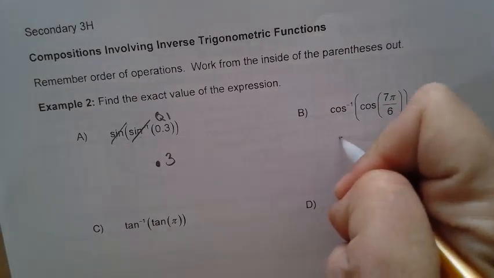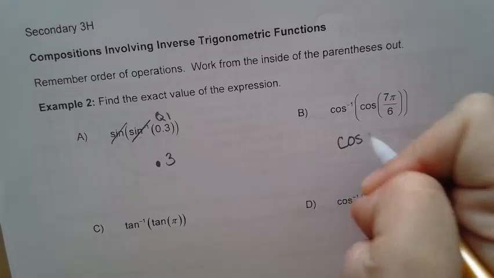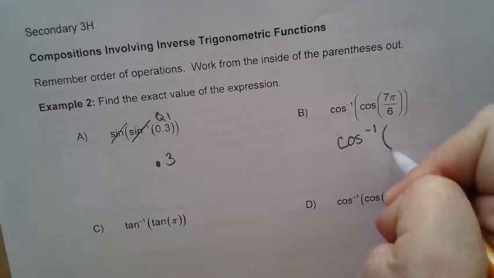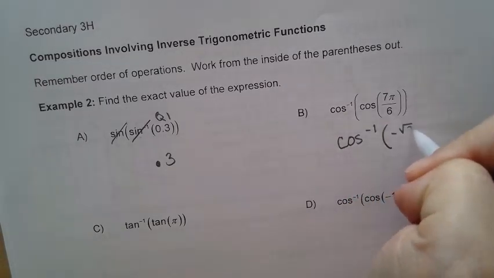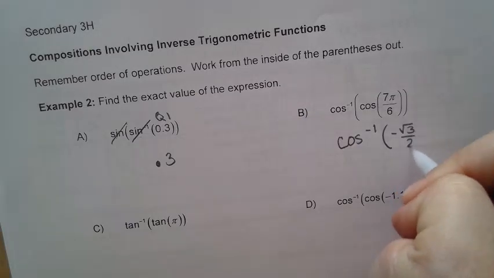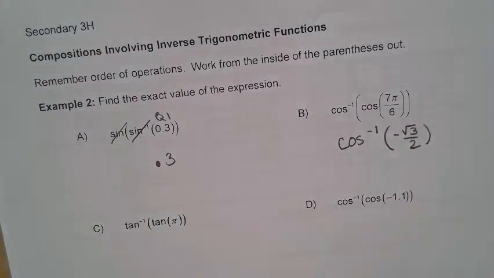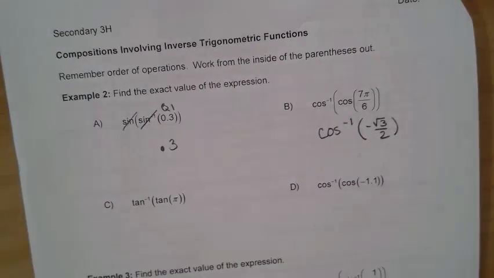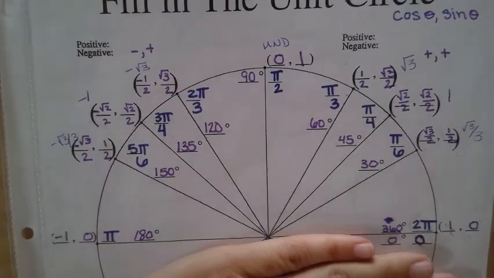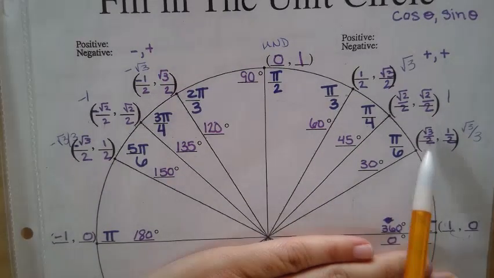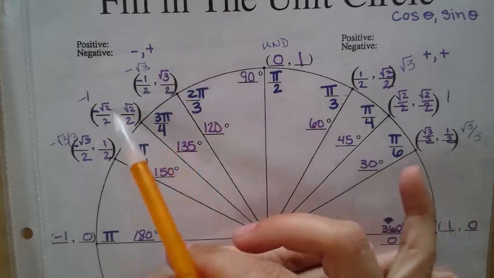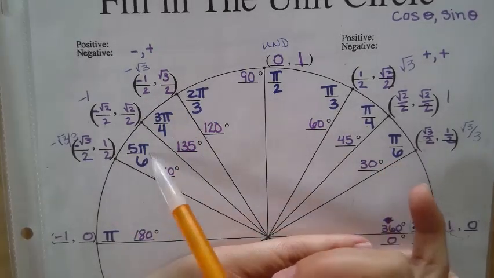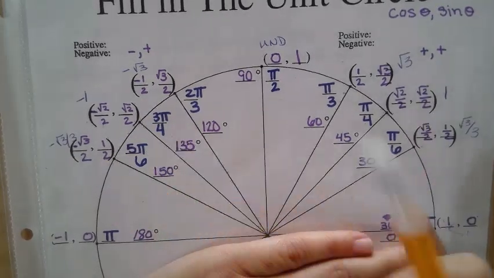So as of right now, we have inverse cosine of negative square root of 3 over 2. When we find the inverse, cover up the bottom for cosine and find where cosine is negative square root of 3 over 2. Just right here. So the answer is 5 pi over 6.